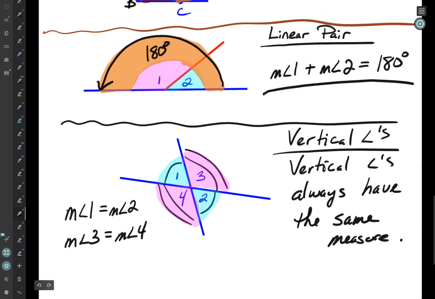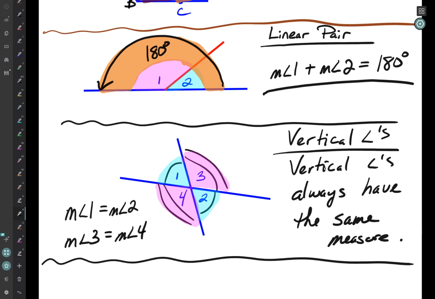That's another thing that you use over and over and over again. If you look at a picture and you see vertical angles, you are to know that the opposite angles have the same measure. So if the measure of this one was 100, what's the measure of this one? 100. Now, what's the measure of angle 1?